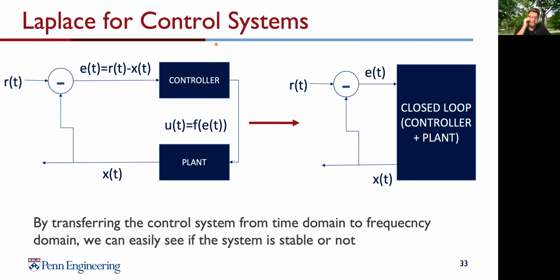And then again, by transferring the control system from the time domain to the frequency domain, we can easily see if the system is stable or not. Remember, I will say it at the end again. Stable in this case means that our control output is controlled. So it's not getting bigger and bigger and bigger and leading to an uncontrolled system again.